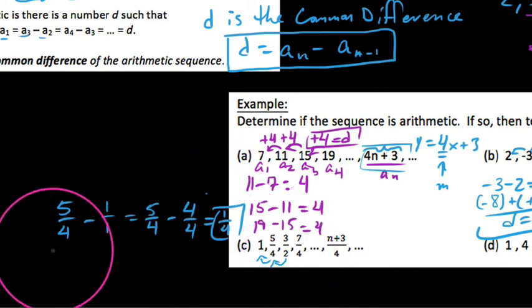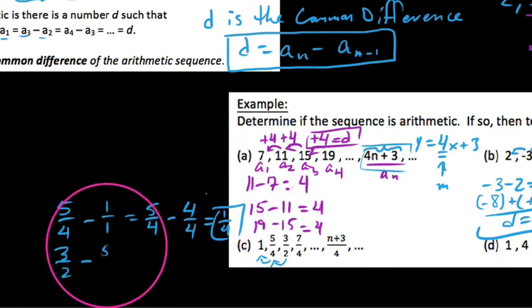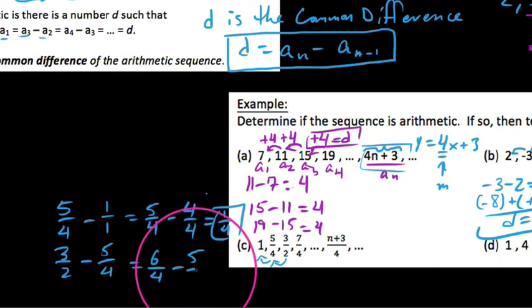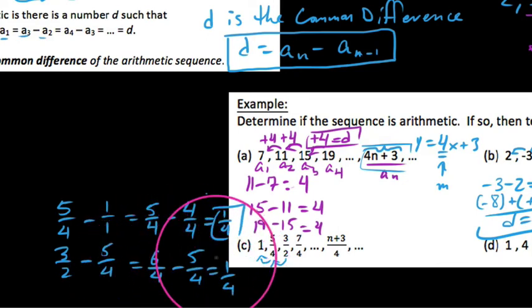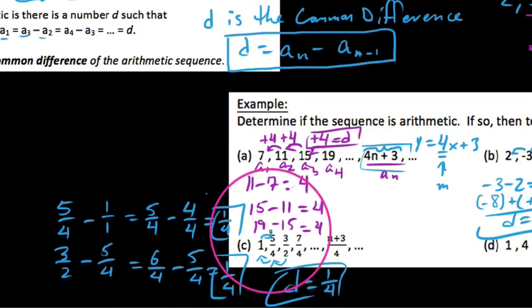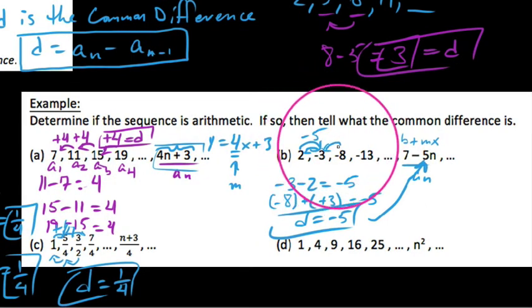And we're saying, well, I don't know, I need to check 3/2 minus 5/4 as well. So this would be, I think, 6/4 minus 5/4. And you know what, I think at this point we can say that I'm pretty confident that the common difference here is a fourth. So what we're saying is we have a sequence of numbers that's increasing by 1/4 every single time. That's what it's doing. Whereas this one up here was decreasing by 5 every time, okay?